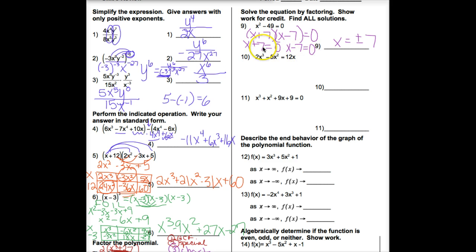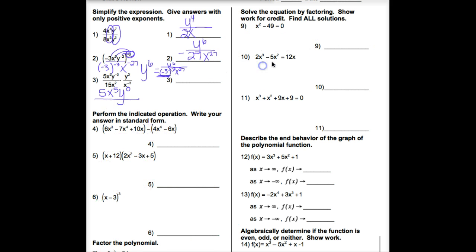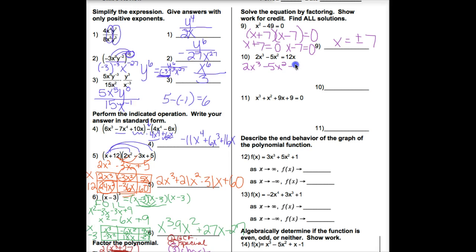Number 10, this isn't even in the right form for factoring yet. In order to solve by factoring, you have to have it equal to 0. So the first thing that I need to do here is subtract the 12x. After I take out the 12x, I next take out my GCF. They all had an x in common, so that is how I got this next step, is I factored out the x. Now I look at what's left.